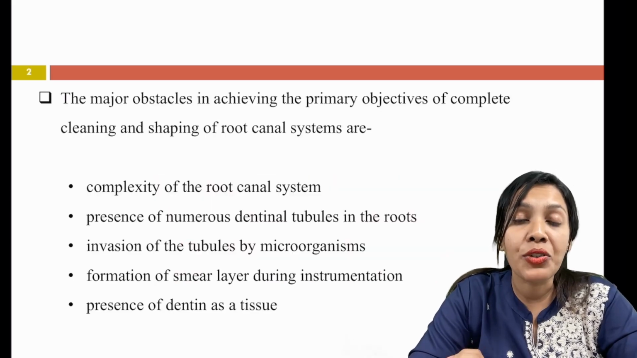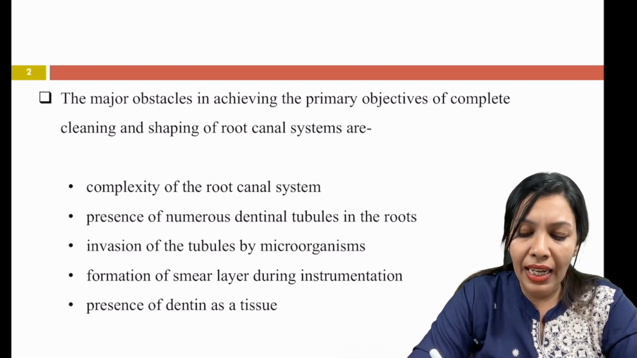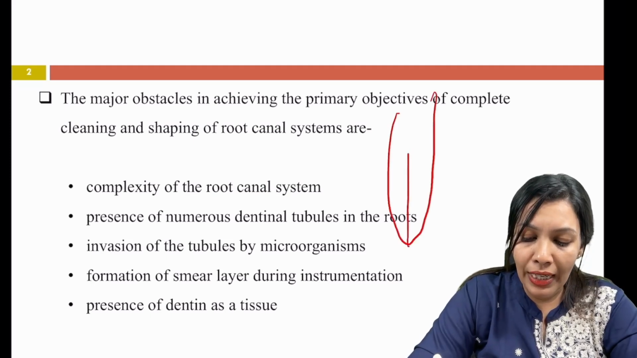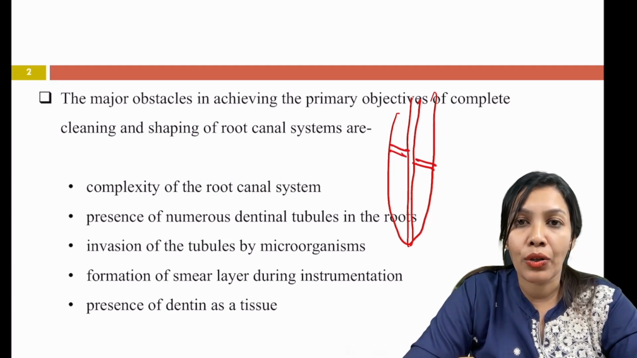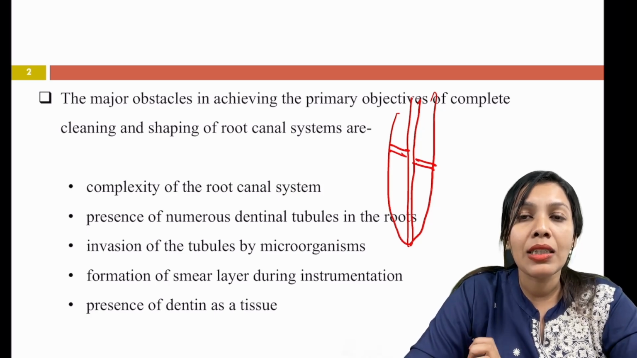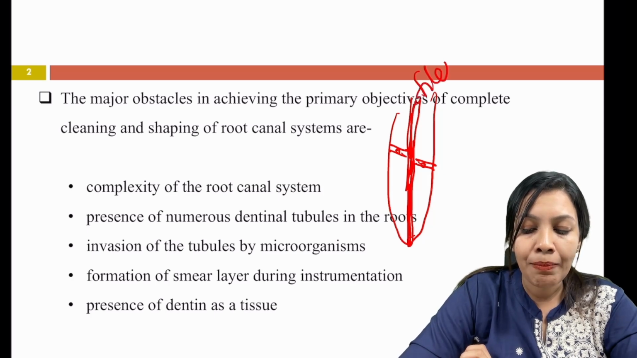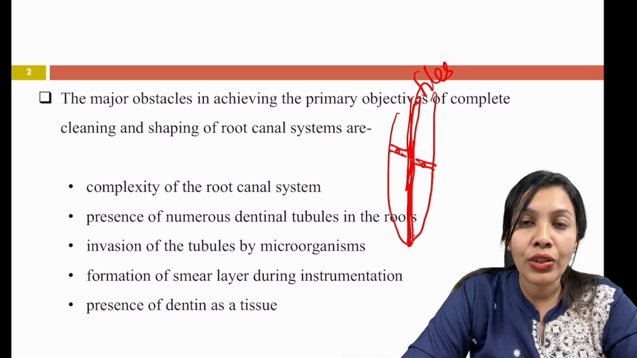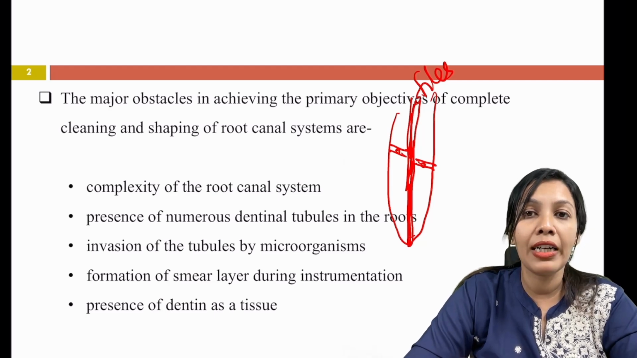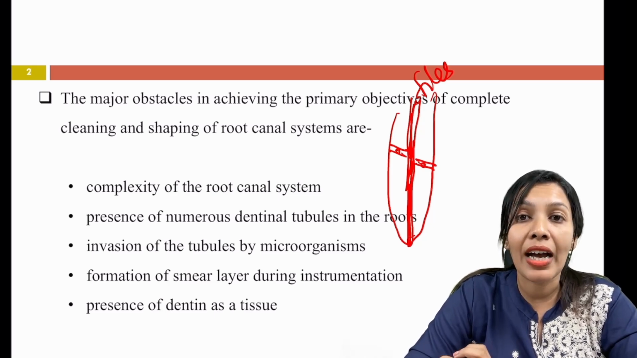So what is a major obstacle in achieving the primary objective of cleaning and shaping? As we all know, the root canal is very complex. It consists of dentinal tubules, which are the connection of the pulp to the periodontium. These dentinal tubules contain microorganisms. We will be doing the cleaning and shaping only in the main canal with the help of files. So in order to remove the microorganisms from the dentinal tubules, we need solutions that can penetrate deep into the dentinal tubules and wash out these microorganisms, providing a sterile environment.